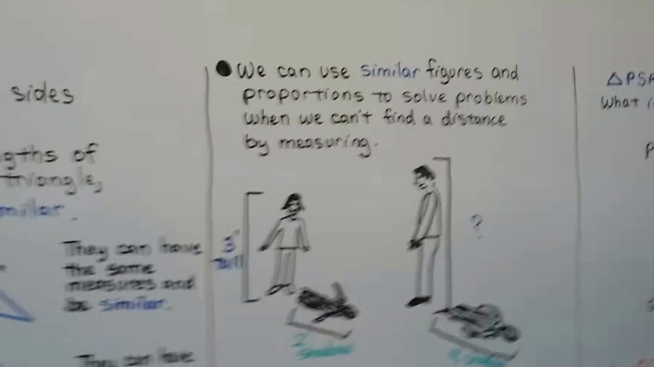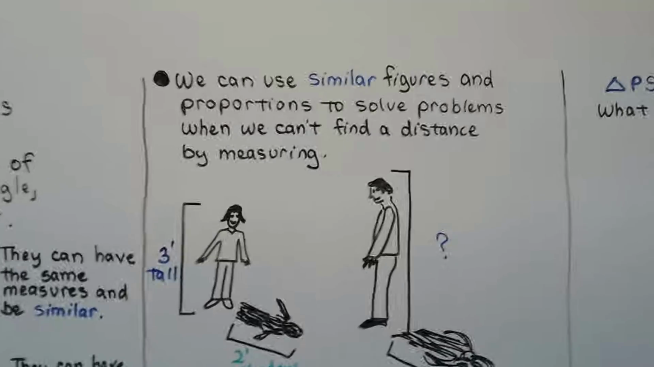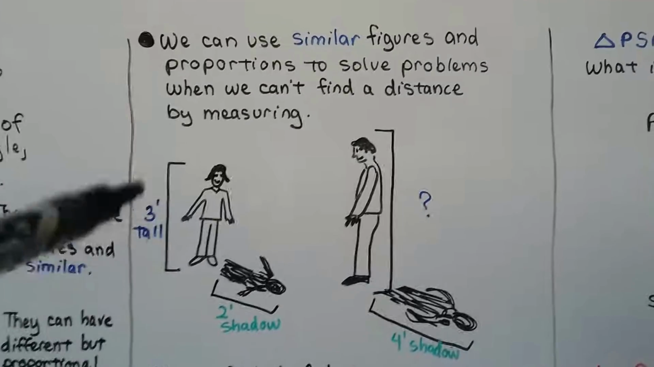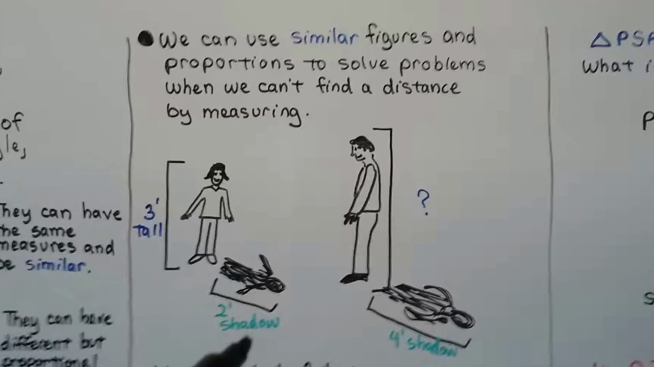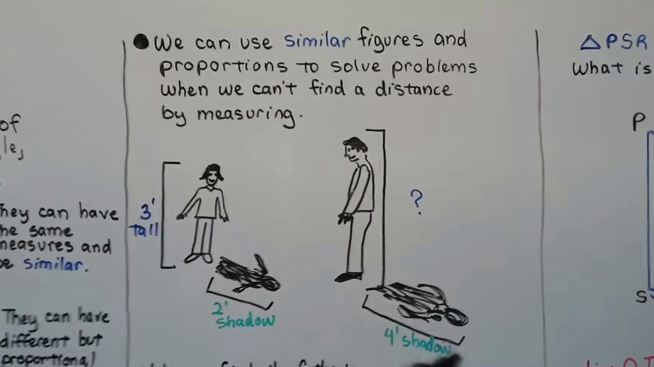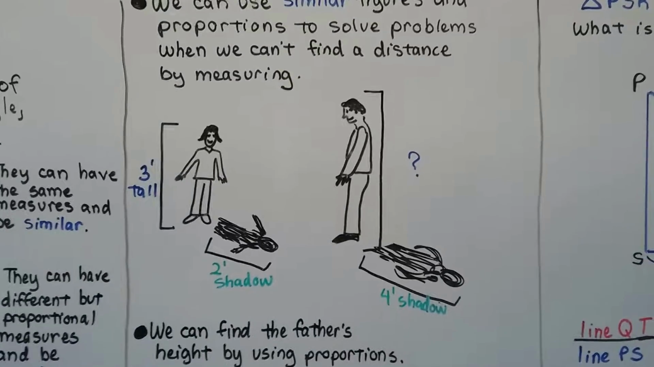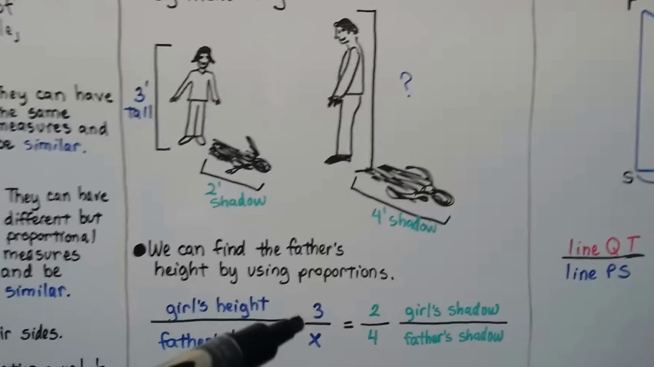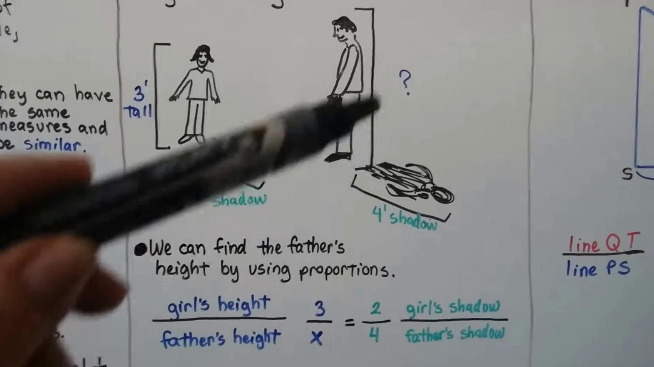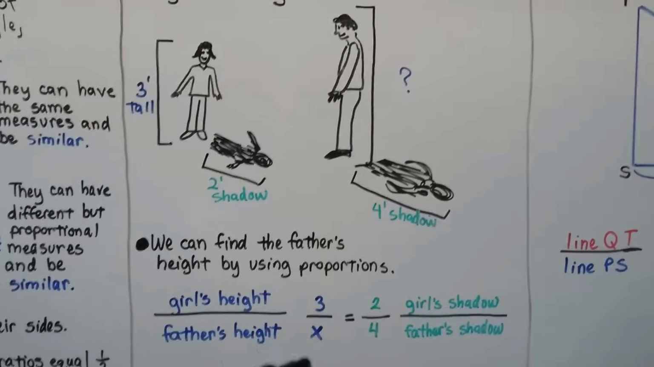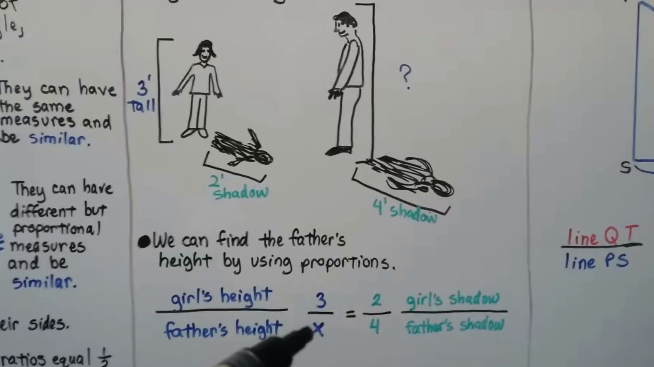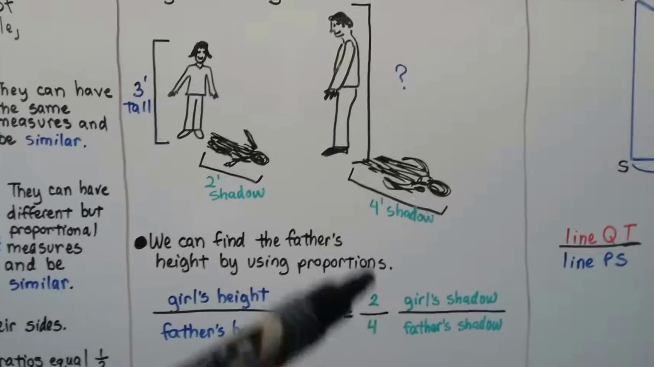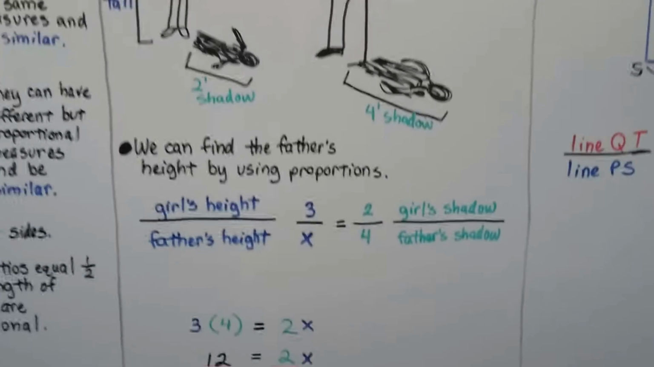And we can use similar figures and proportions to solve problems when we can't find a distance by measuring. Here we have a little girl that's 3 feet tall who's casting a 2-foot shadow. We don't know how tall her father is, but he's casting a 4-foot shadow. We can find the father's height by using proportions. We put the girl's height 3 feet over the father's unknown height of x. We could even use F for father if we wanted to. We put the girl's 2-foot shadow over the father's 4-foot shadow, and now we have our proportion.